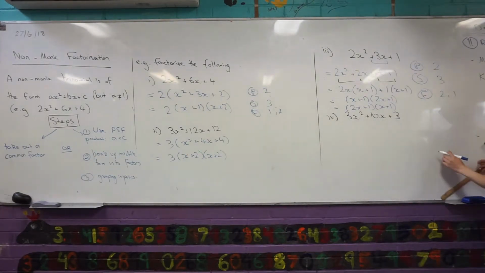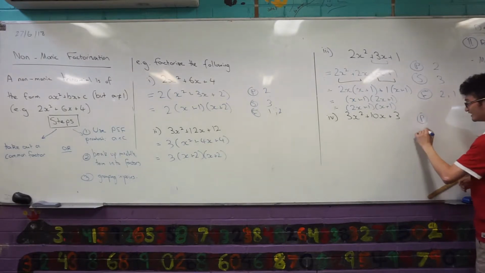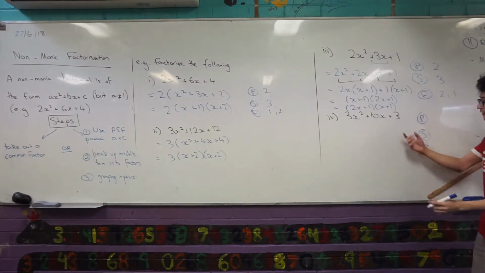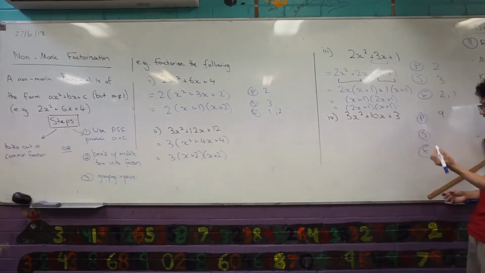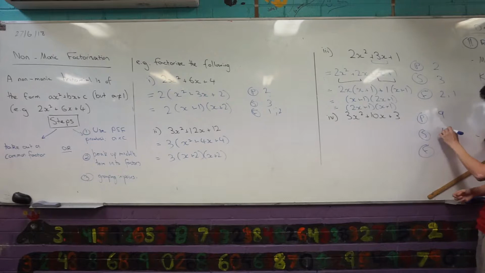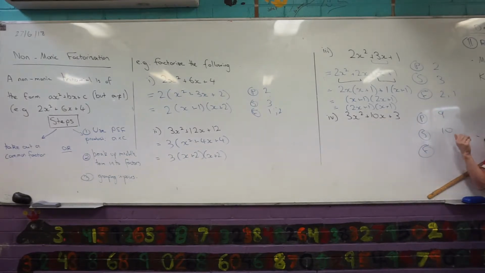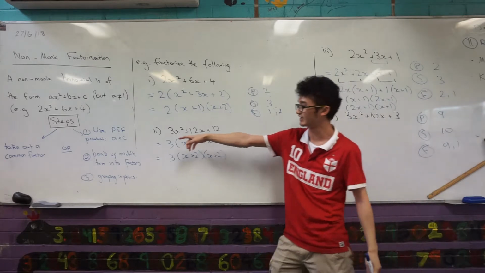So again, with my Psf method, I want to consider now not just the last term, but I want to consider the multiplication of these. So that's 3 times 3, which is 9. I want them to sum to 10. And then I want to think about my factors. What things multiply to 9, add to 10? 9 and 1, right? Okay. So that's my first step. Use my Psf method, right?